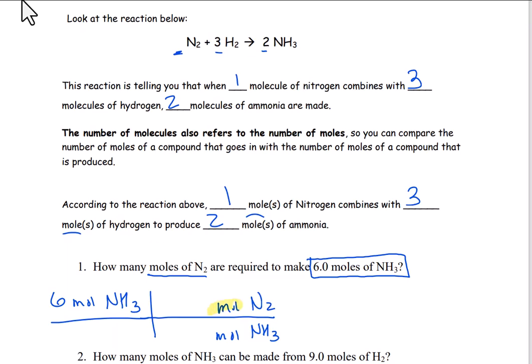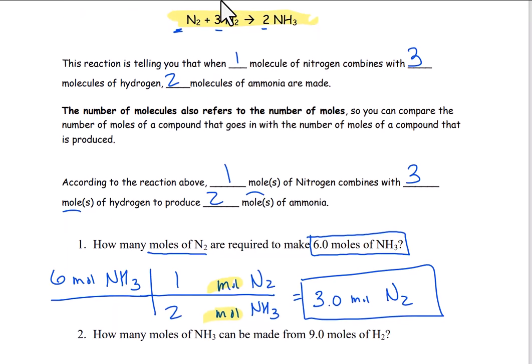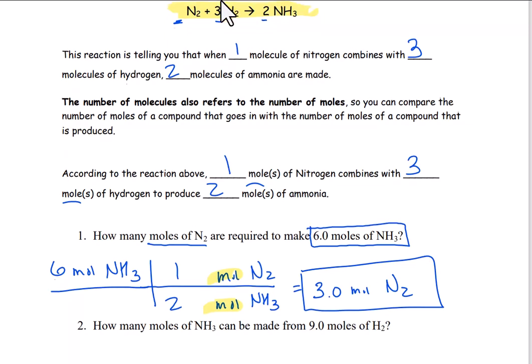Anytime I have moles over moles, I'm going to look at this balanced equation because I need to know how they react. So for every 1 mole of nitrogen, I have 2 moles of NH3. So dividing that, I get 3 moles of nitrogen. Let's look at one more. We're going to still be using the same equation up on the top.